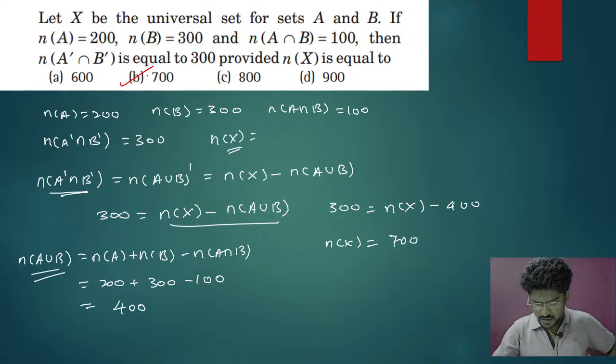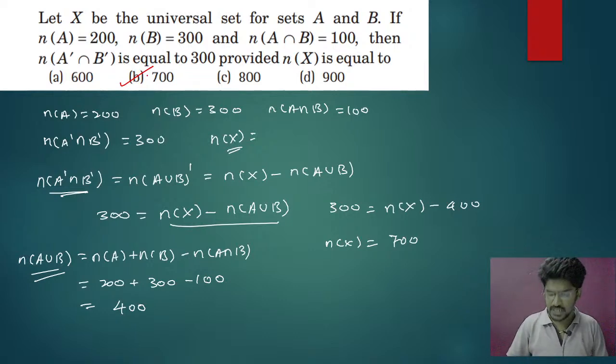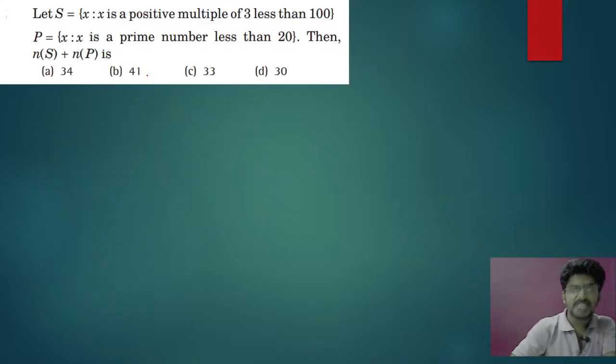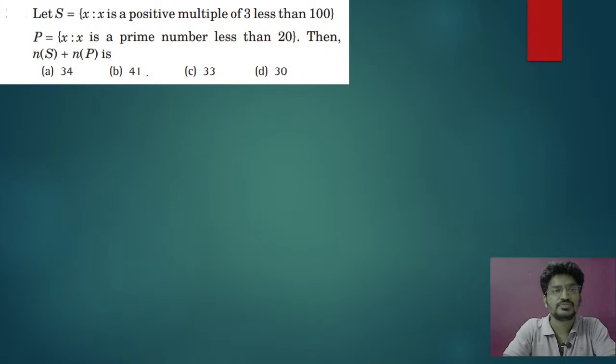I got 700. What about the others? Now you are telling B because you know the answer. Don't do like that. You have to solve first, then answer. I have written it on the screen. All of you are very smart. So here the answer is 700. Clear? Okay, let us go for the next question.